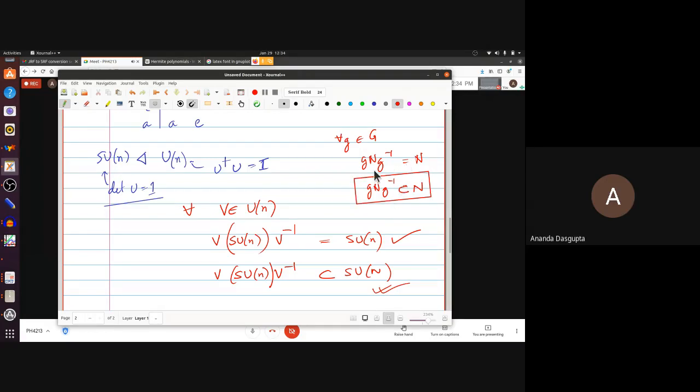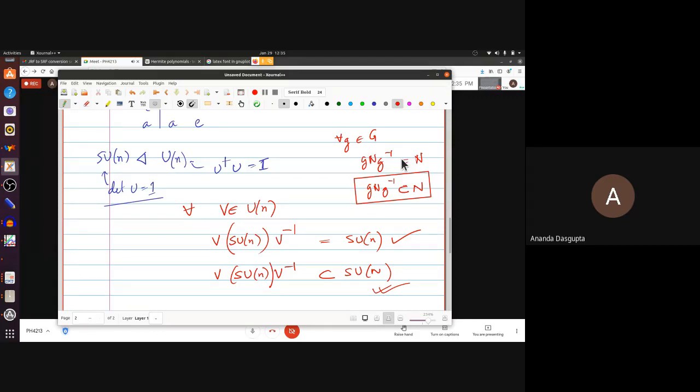Remember, equal to means it works both ways. gNg inverse is a subset of N and N is a subset of gNg inverse. That's how you show two sets are equal. That's the easiest way of showing equality of sets: showing that A is contained in B and B is also contained in A. But for the definition of a normal subgroup, what you demand is, for all g belonging to capital G, gNg inverse is equal to N. That's what you need. But what you need to show is a weaker thing. You don't need to show the entire thing that is equal. You just need to show gNg inverse is a subset of N.